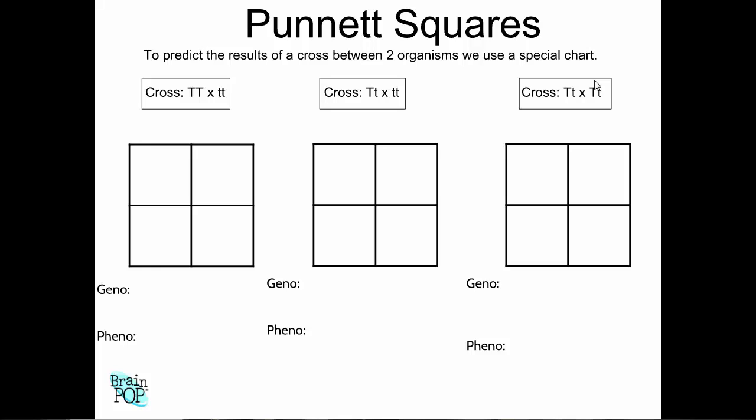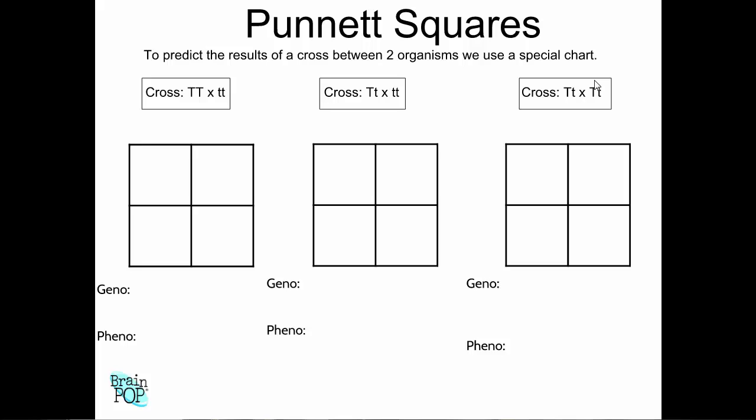What about this? Little t, little t, what's that called? Homozygous recessive. Homo means the same. Hetero means one of each. The homo is the same, both letters are the same. Hetero is one of each. So they're both homozygous. We have a homozygous dominant and a homozygous recessive.